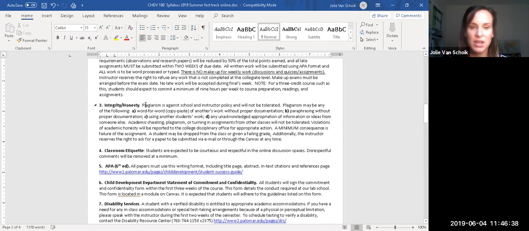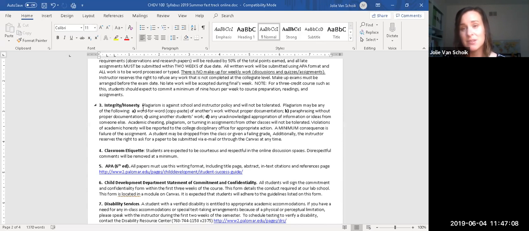All right, so plagiarism is all of these things: word for word copying, paraphrasing, using another student's work, and then appropriation of information or ideas from someone else, typically from a theorist. So if you do any of these things, a minimum consequence is you just get a 0 on the assignment. And then the second one might be that I have to throw it up my chain of command, goes to department chairs and deans, and you could be dropped from the class given a failing grade.